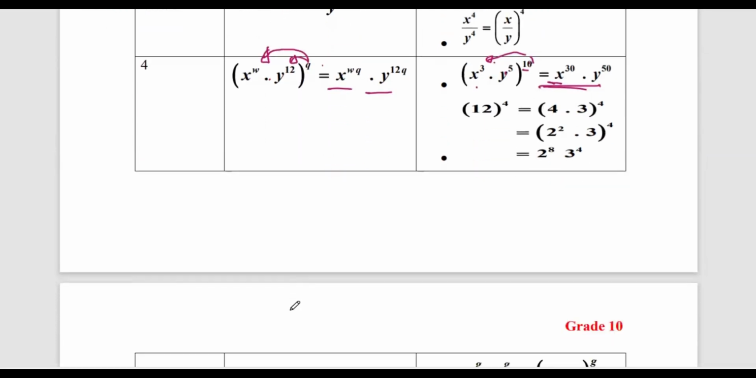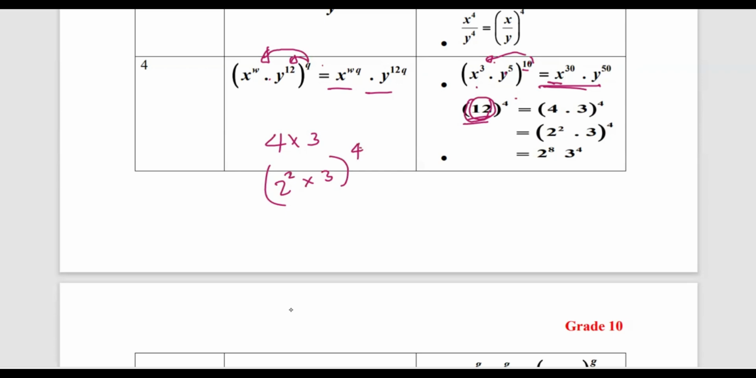Then they're giving you an example of 12 to the exponent of 4. So 12 is not a prime number, and in most cases, if we have big numbers that are not yet prime, we are always advised to express these in terms of prime numbers. So that will be 4 times 3, but 4 is not a prime number, so we can use 2 squared times 3. Now we are raising everything to the 4.